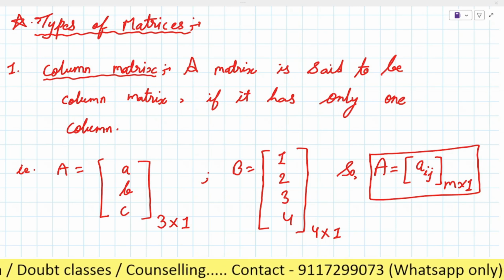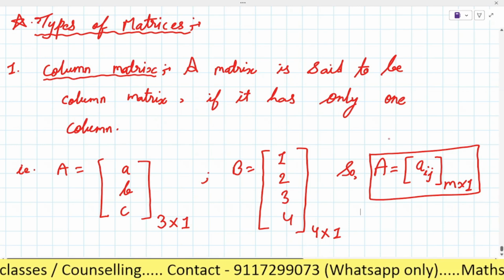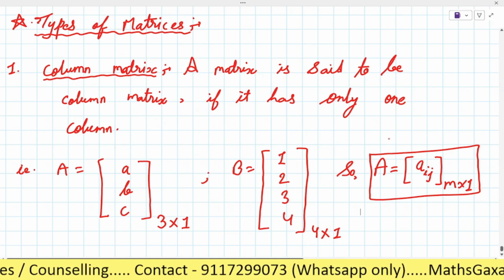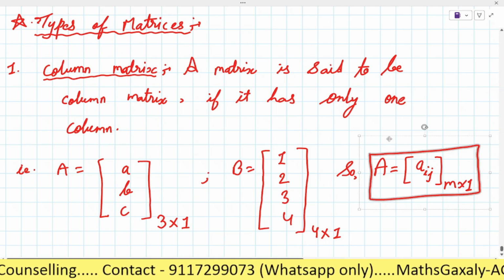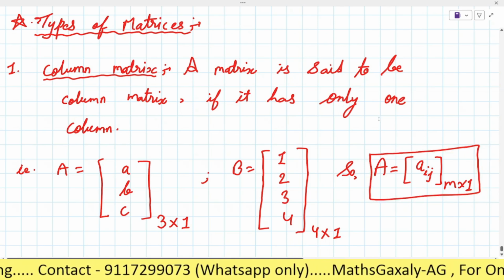Sir, won't that be 1 into 1? 1 into 1, it will be a square matrix, okay. Yeah, but there's only one element.